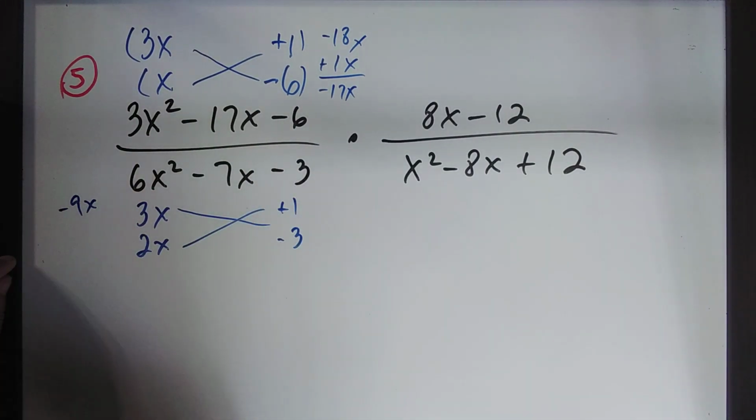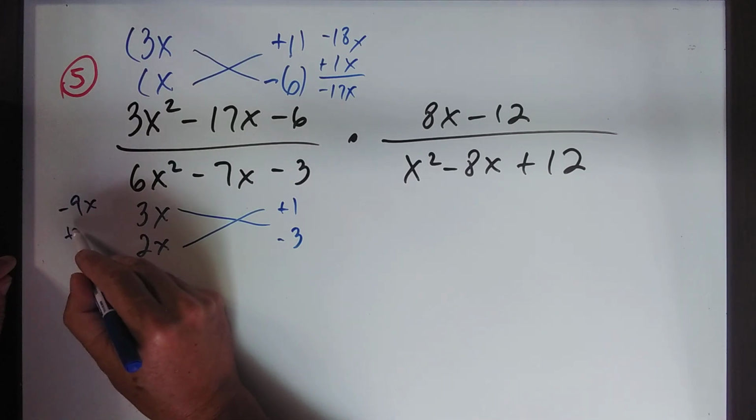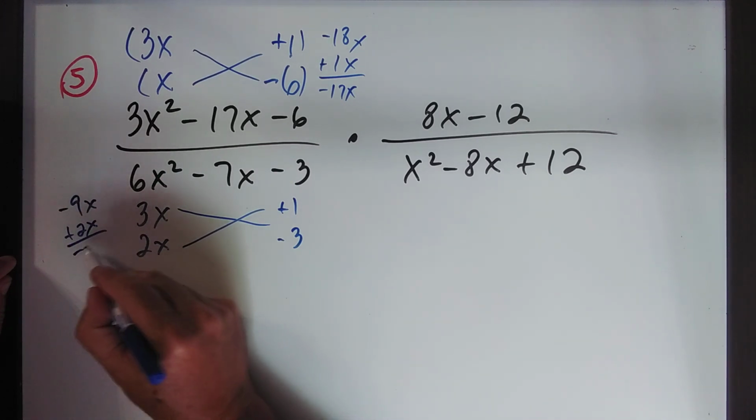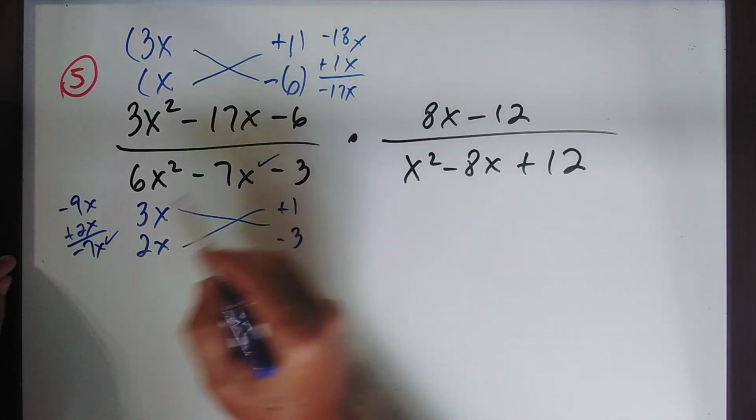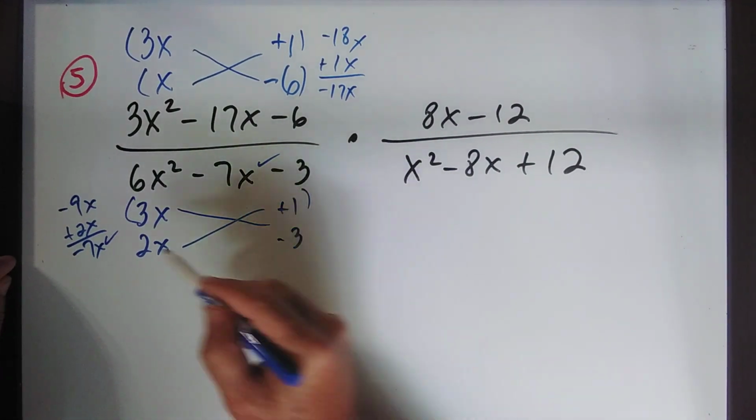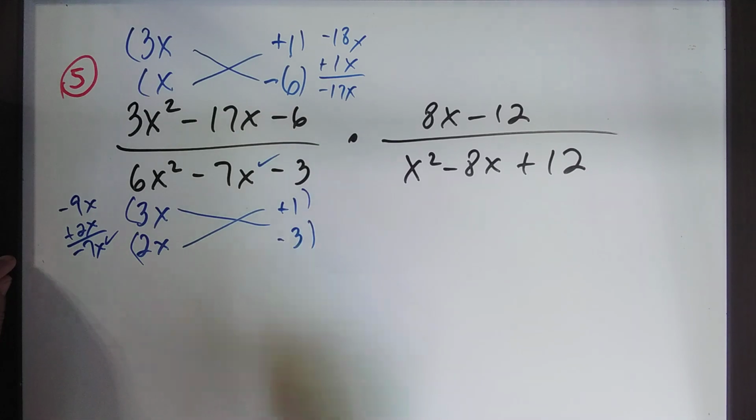And that gives you positive 2x. Combine them. That is 7x, that matches my middle term. That means I got the right numbers and the right order, so just put them in parentheses and we're done.